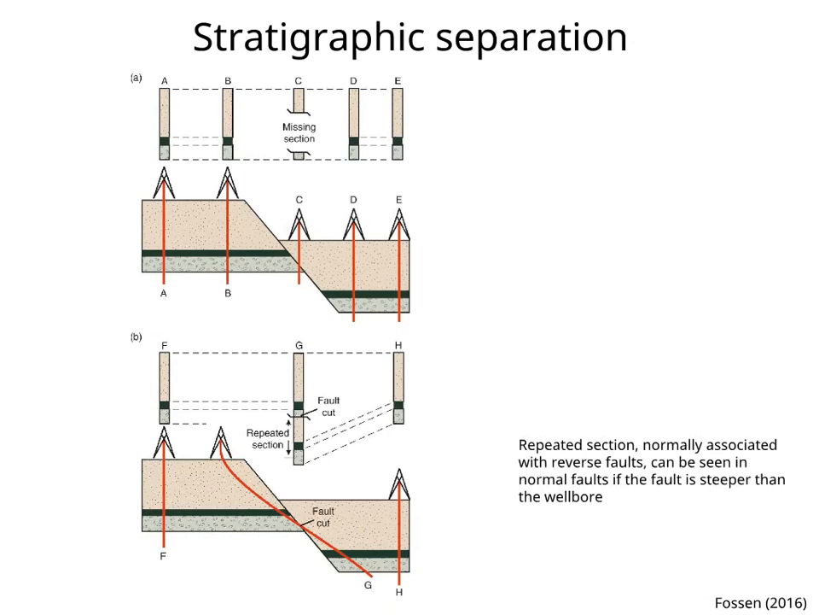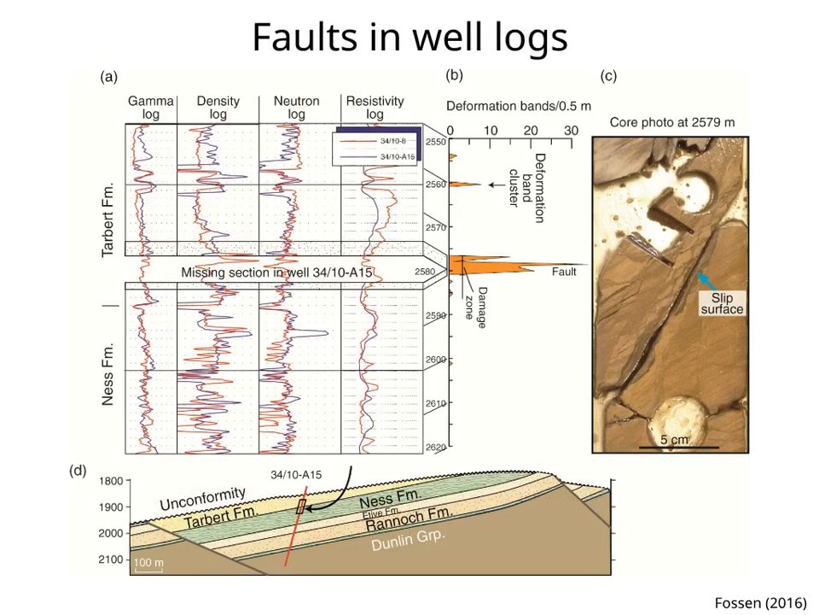However, if as in Figure B, the well is deviated and is inclined less than the fault dip, a repeated stratigraphic section, which normally is associated with a reverse fault, can be seen in a normal fault. Therefore, when discussing stratigraphic separation, one must be careful about the well and the fault orientations. Missing or repeated section in wells can help identify faults.